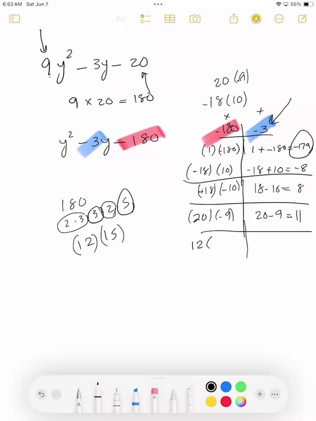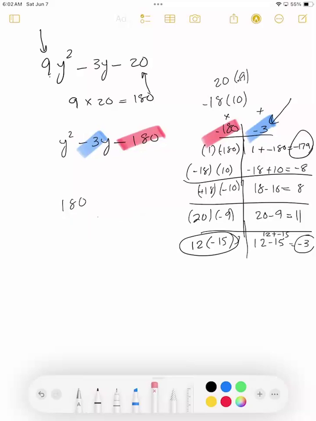So if I multiply 12 by negative 15, I get 12 plus negative 15, which is the same as 12 minus 15. That is negative 3. So these are my factors. Sometimes it's good to write the prime factors of your number and then match them, say I take 5 and 2 together, 3 and 2 together. That's how I found my numbers, 12 and negative 15.